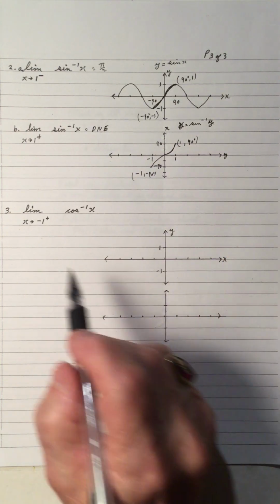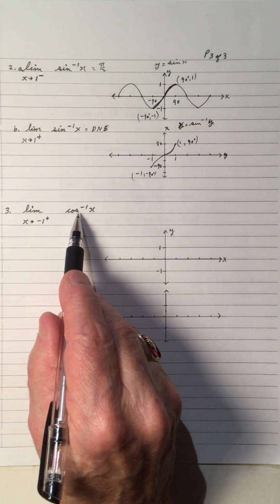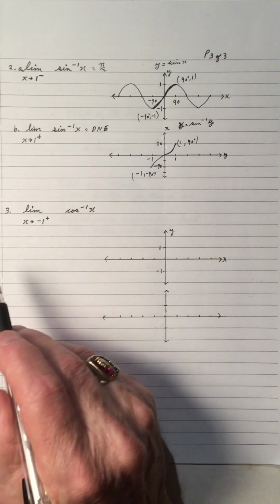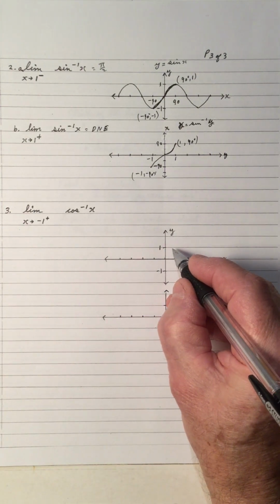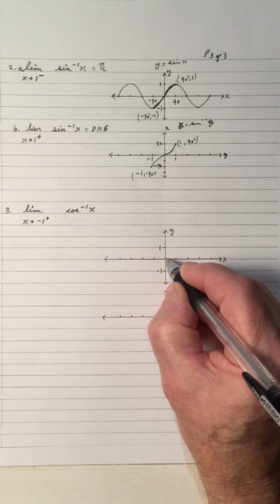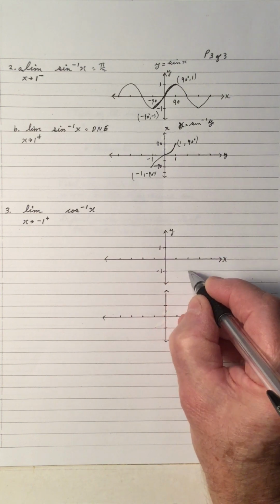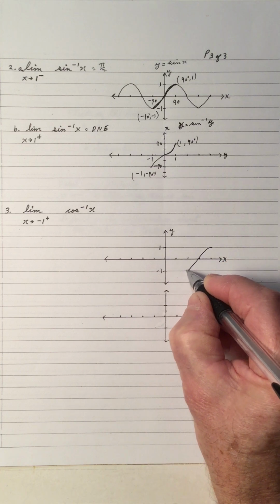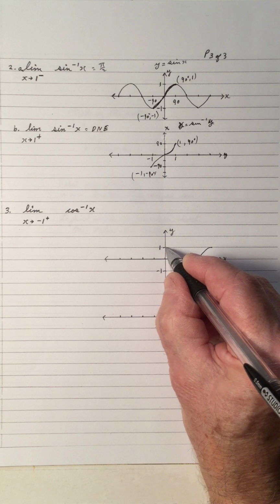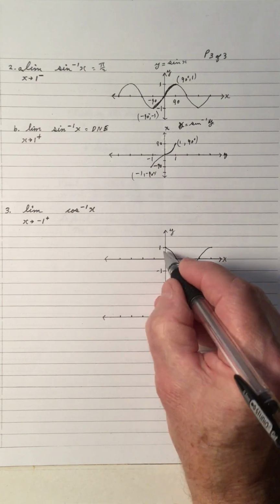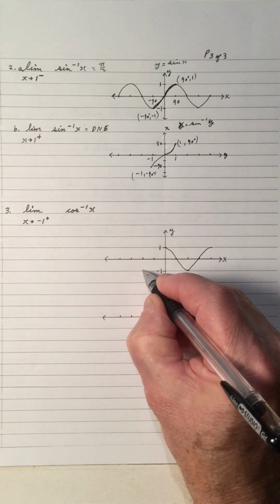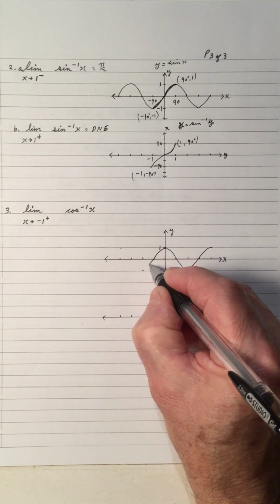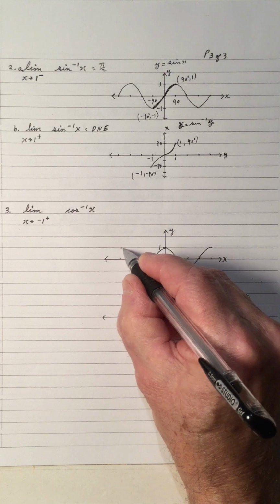Okay, let's look at one more. What about the arctan of cos as x approaches -1 on the positive side? So let's look at the cos graph. The cos graph of 0 is 1, 0, -1, 0, 1. So that's the cos graph right here. So this is the cos graph.